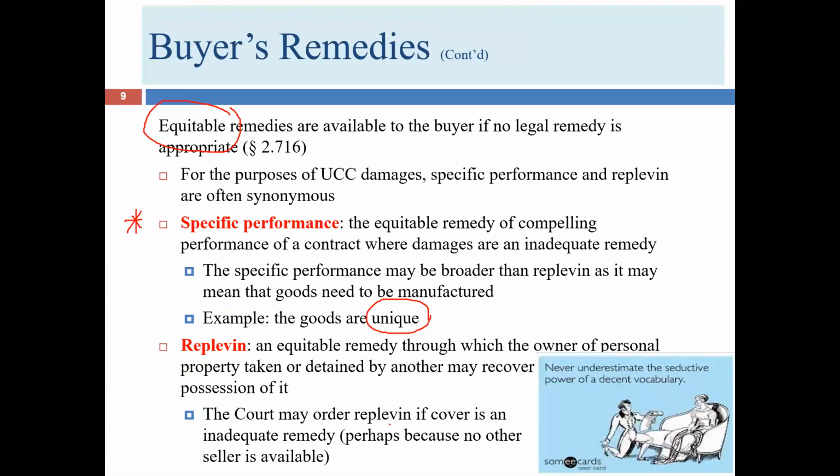And again, this can be a situation where cover is an inadequate remedy because after all, the wedding dress, I don't want just any wedding dress. I want the one my mom walked down the aisle in. And the only way that I can walk down the aisle in that dress is if I get that particular dress back from the seamstress.